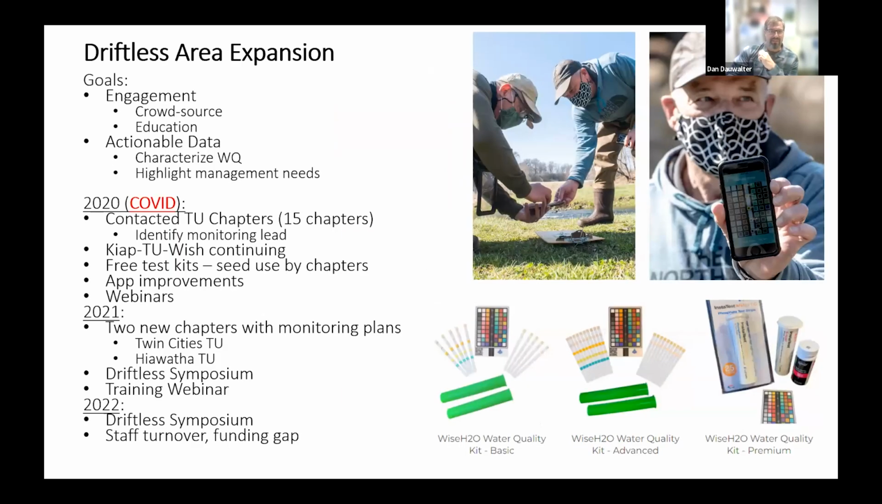And so we expanded in 2020. The goals of the expansion were continued engagement of anglers and other folks interested in water quality in the region. We wanted to leverage those folks' interest in crowdsourcing water, educate those folks, but also develop a database of actionable data. So characterize water, trout streams, or any stream really, because people can collect data wherever they want, and highlight potential management needs across the region.